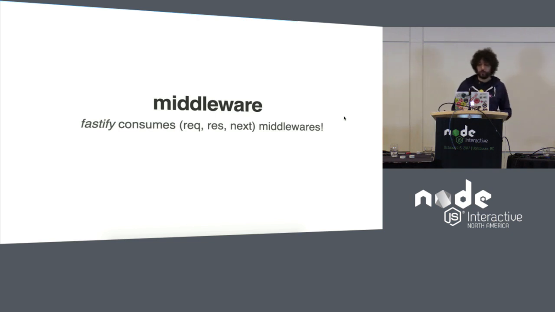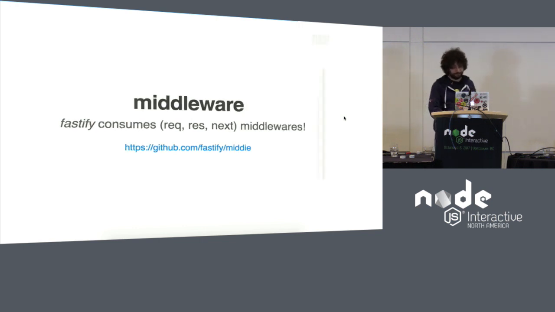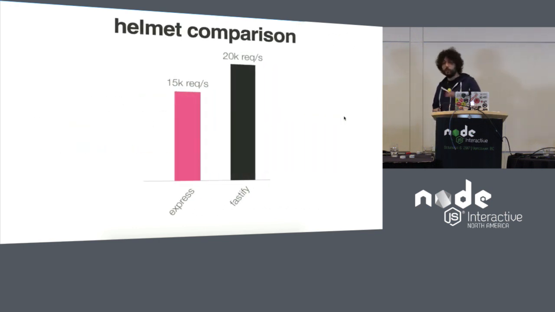Fastify also consumes request, response, next middlewares, like Express does. Connect type of middlewares. We don't do anything on the prototypal bit of Express. And we use it through this library called Middie. And I hope all of you who use Express use Helmet. If you don't know what Helmet is and what the Helmet suite does, check it out straight away and put it in your application. It's almost a need if you're doing Express. So I run the same server with the Helmet suite installed. And this is the difference.